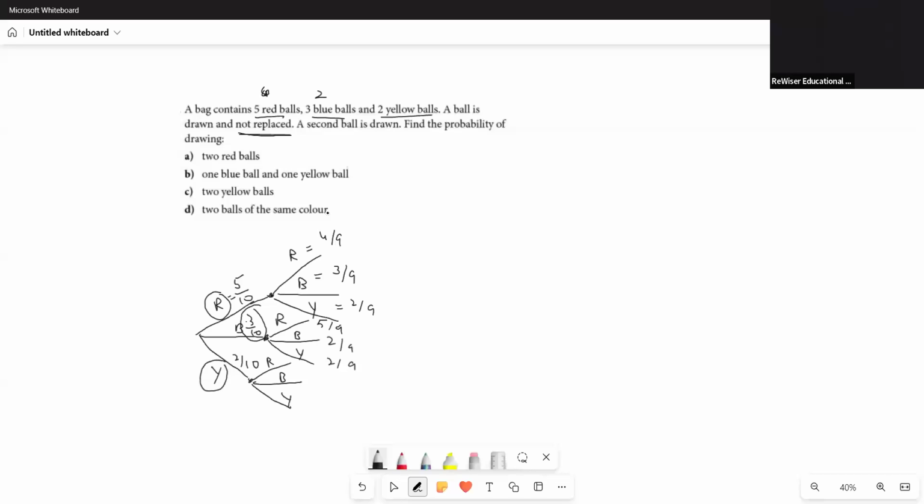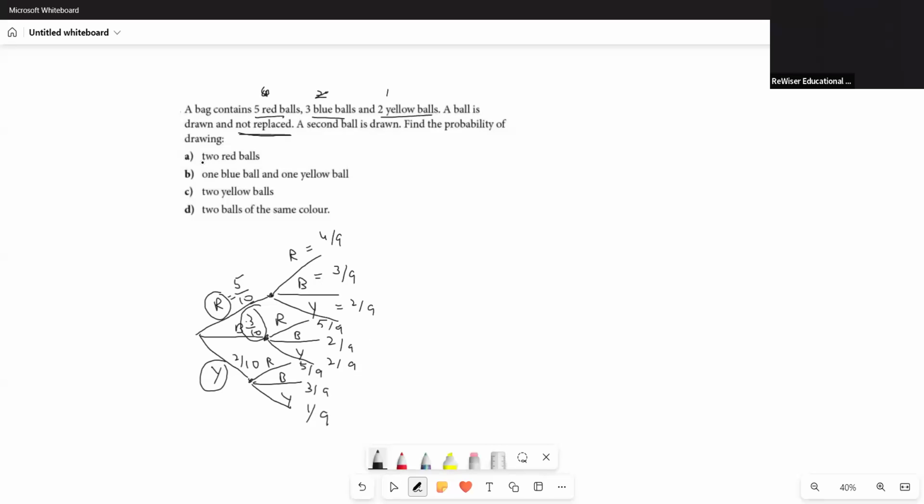Similarly, in the third case, since the yellow ball is drawn, now the yellow ball is 1, and again the total is 9. So the red will not alter, 5 by 9, blue will not alter, 3 by 9, only yellow will alter. So that's 1 by 9. So this is how we create a tree diagram for 3 outcomes.